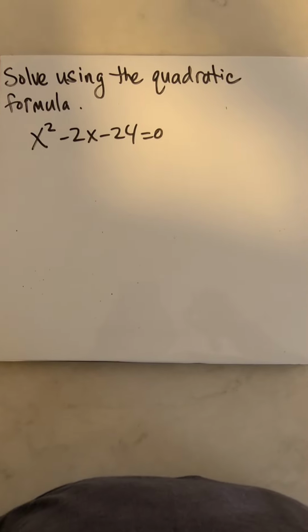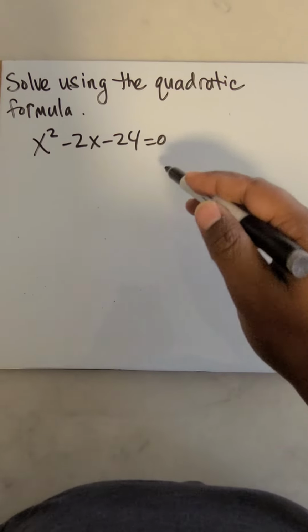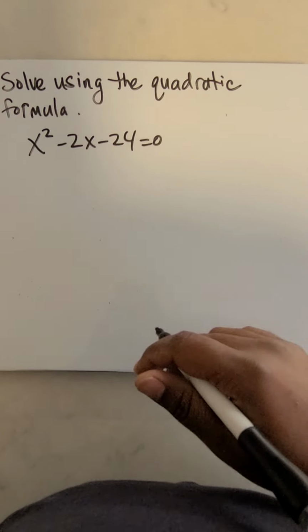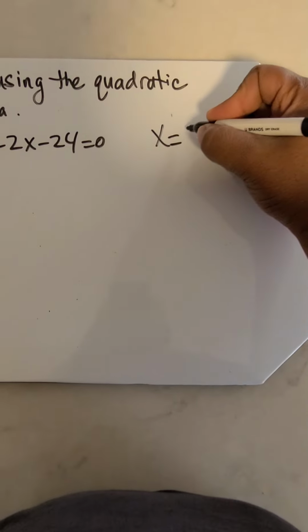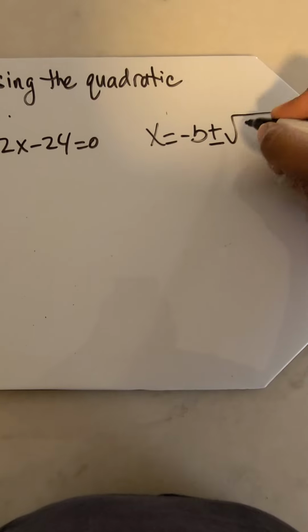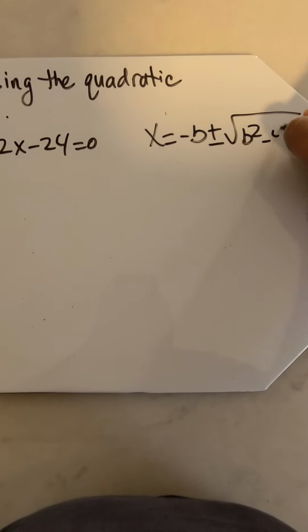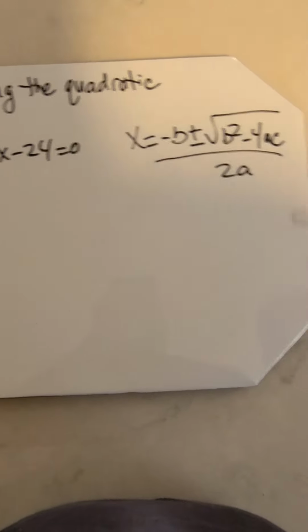Solve using the quadratic formula. So we have x squared minus 2x plus 24 equals 0. First, let's write down our quadratic formula. So we have x equals negative b plus or minus the square root of b squared minus 4ac over 2a.